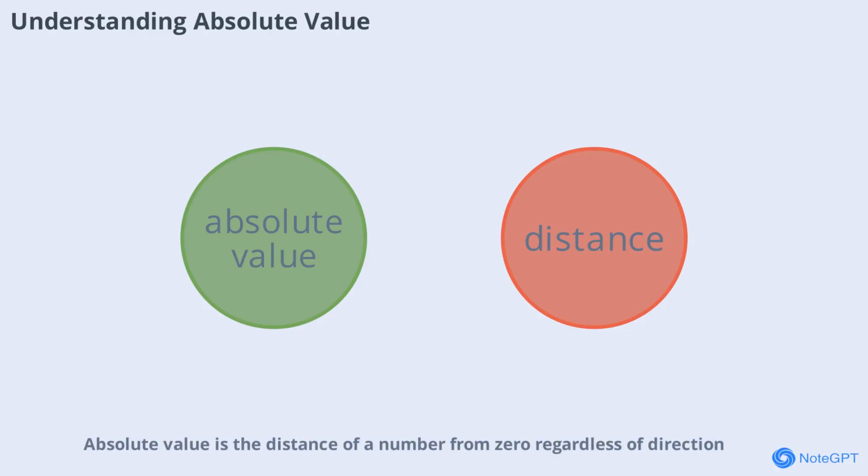Absolute value is the distance of a number from 0, regardless of direction. For example, both -3 and 3 are 3 units away from 0. By looking at the number line, we can easily see this distance and understand why absolute value is always positive.